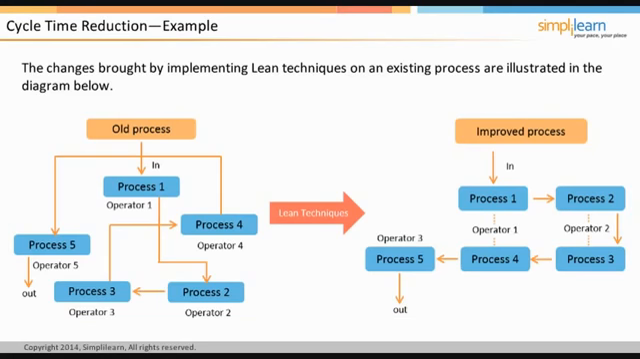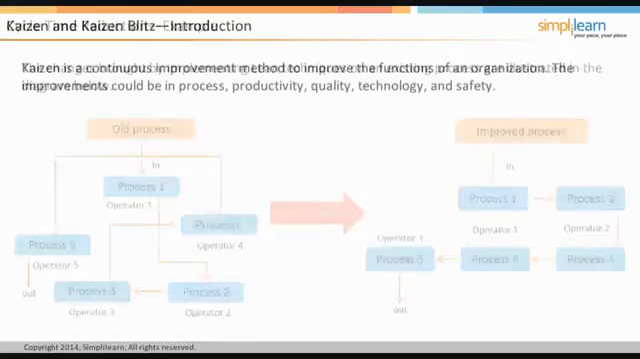Notice the changes brought about by implementing Lean techniques on the old process. First, the path followed by the material in between the process is considerably reduced. This decreases the cycle time for the entire process. Second, the number of operators is reduced to 3 when compared to 5 in the old process. Operator 1 can now work on Process 1 and Process 4. Similarly, Operator 2 can work on Process 2 and Process 3. Hence, there is an increased productivity of the operators, and the remaining skilled operators can be used in some other process or system. The next screen will introduce the concept of Kaizen and Kaizen Blitz.